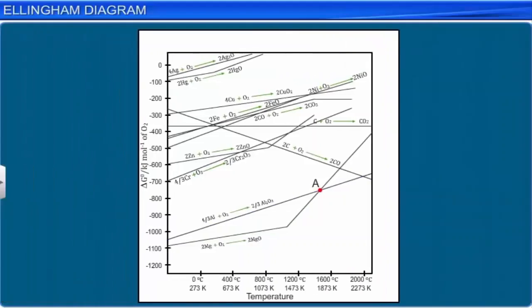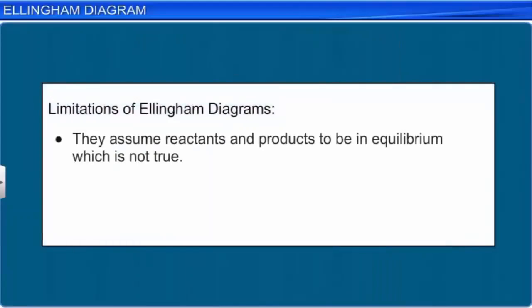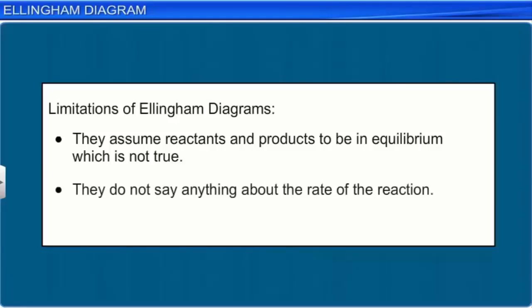Ellingham diagrams also suffer from limitations. One is that they assume that the reactants and products are in equilibrium, which is not often true. Another limitation is that, although they indicate whether a reaction can occur or not, they do not say anything about the rate of the reaction.